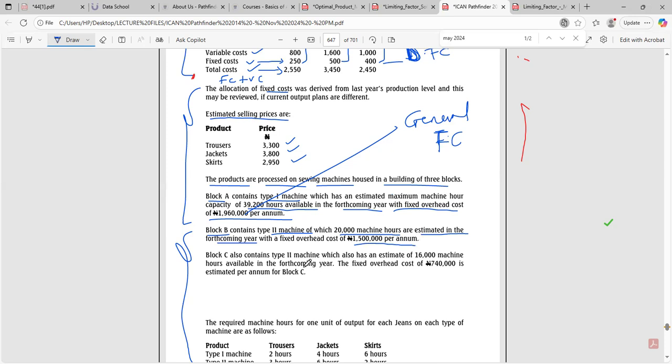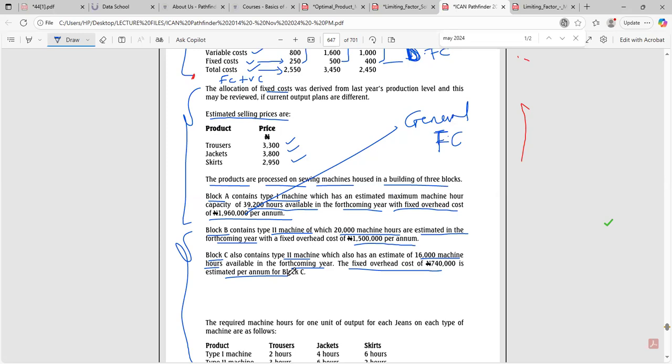Then block C also contains type 2 machine. So we have 2 type 2 machines. Block C has an estimate of 16,000 machine hours available in the forthcoming year. And the fixed cost we are going to incur is 740,000 per annum. So we have 2 machines in question, type 1 machine and type 2 machine. Those are the 2 machines, and they have given us the total hours that is available.